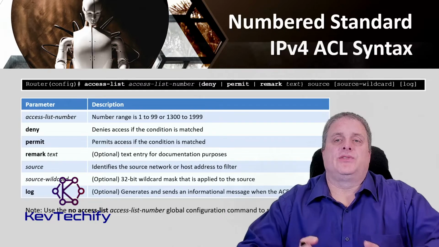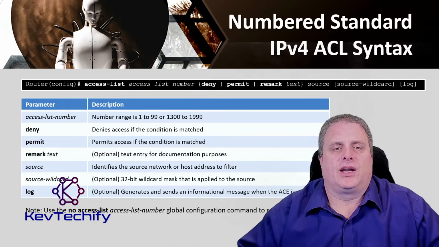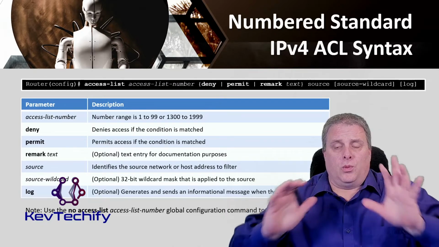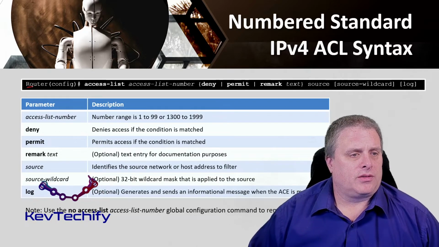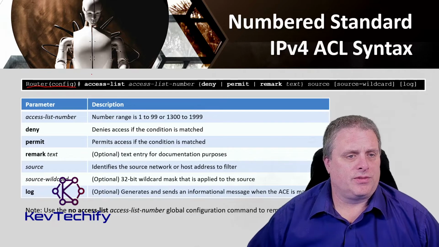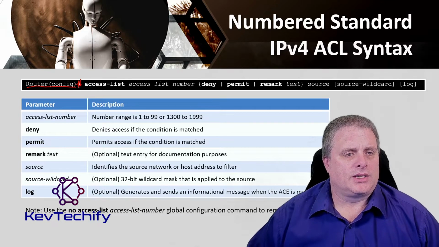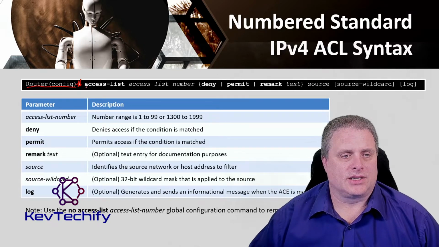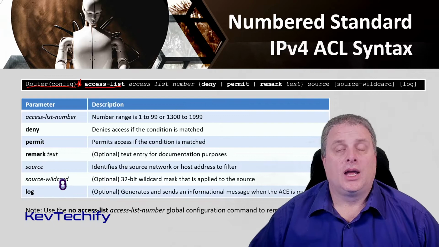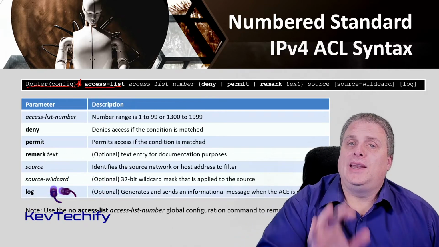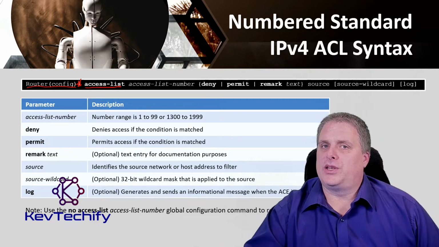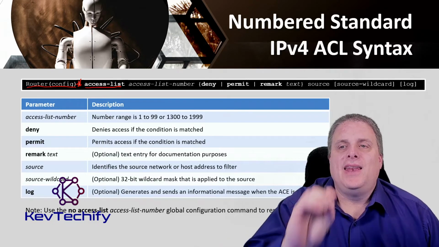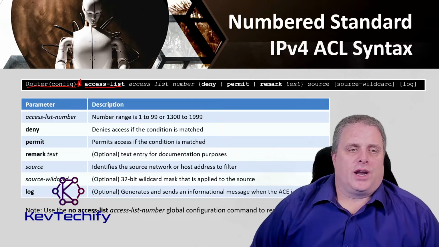Here's the syntax for this numbered standard IPv4 access control list. We enter this in global configuration mode. So over here on the left, we have router, and then in parentheses, we have config followed by the pound sign. That signifies we're in global configuration mode. Then we start off with access-list because we're building this access control list. Now, if we're creating a named standard IPv4 access control list, the process is a little bit different, but we're creating that numbered standard IPv4 access control list.